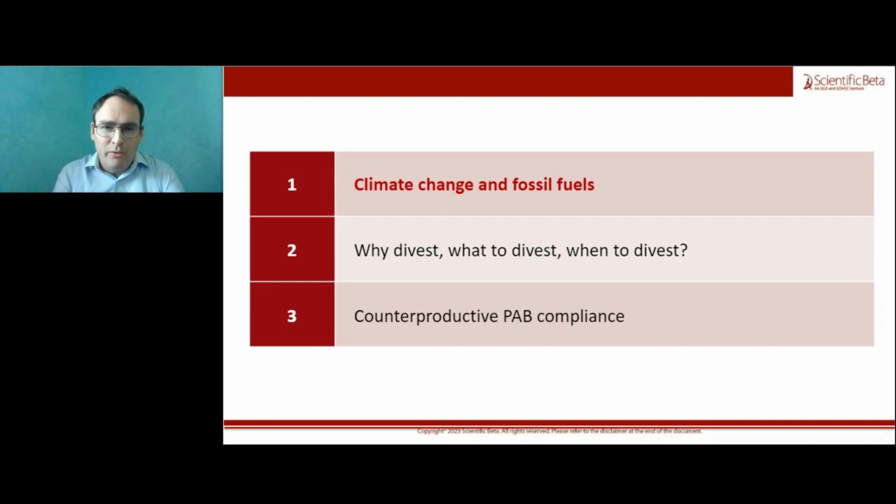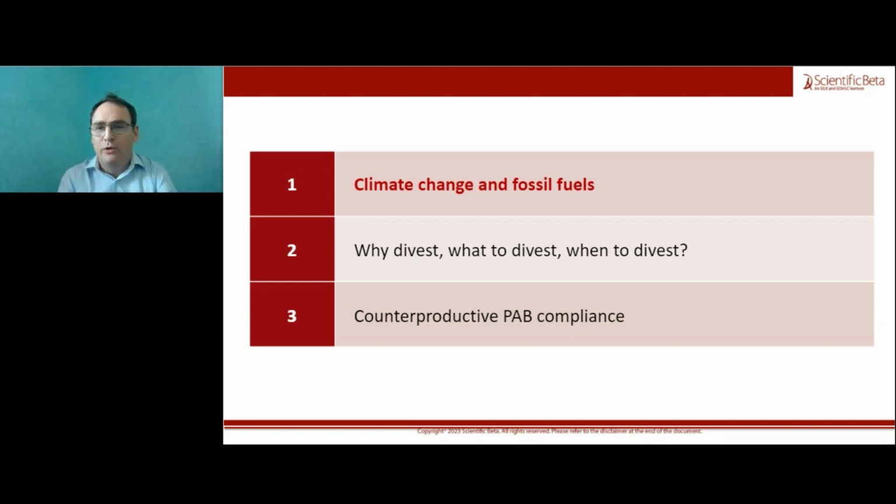In the third part, we'll go into more practical questions, because the first two parts are, let's say, more theoretical. In the third part, we'll look at some of the practical impacts of fossil fuel divestment policies, and we'll use the example of the Paris-aligned benchmark.